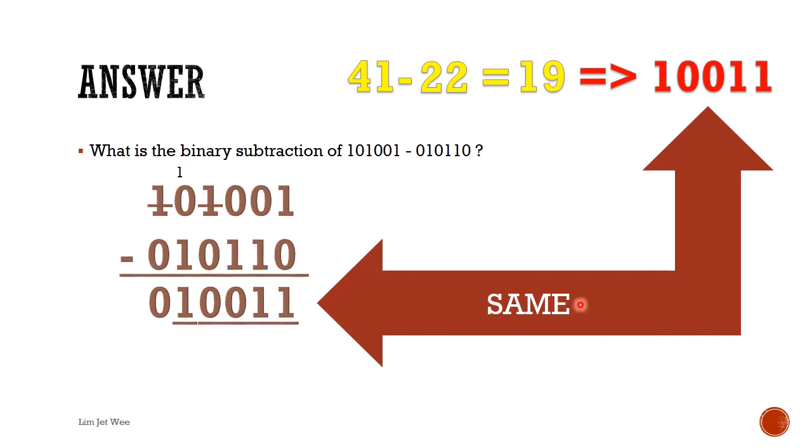Look at this answer and look at the answer over here. 1 0 0 1 1, which is actually 19. So they are actually the same. When I see this, I know that my answer is correct. So this is how you handle binary subtraction.